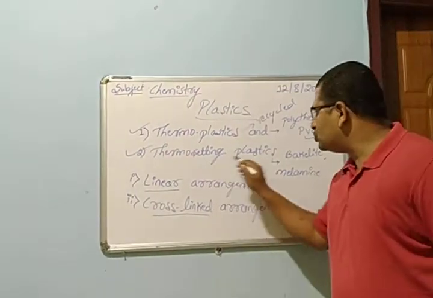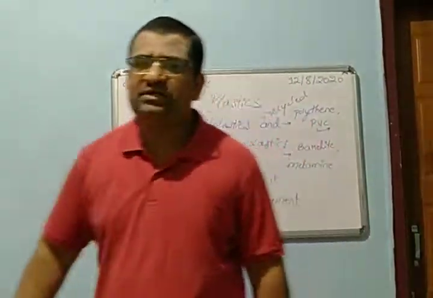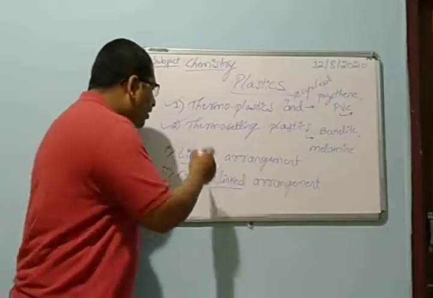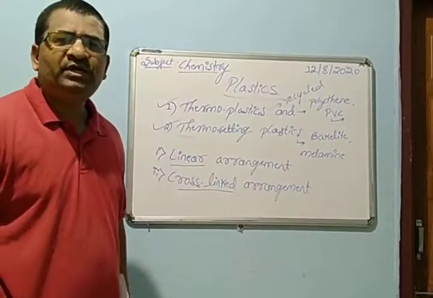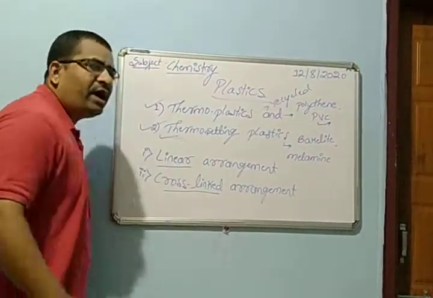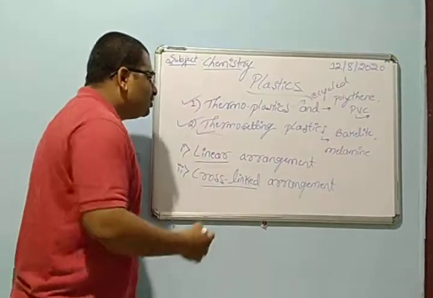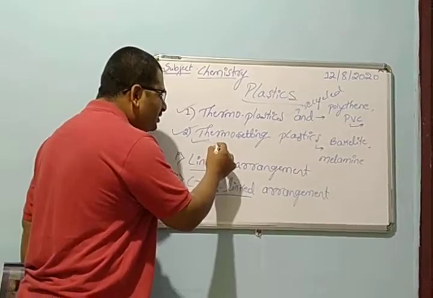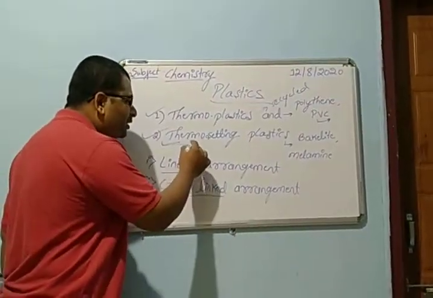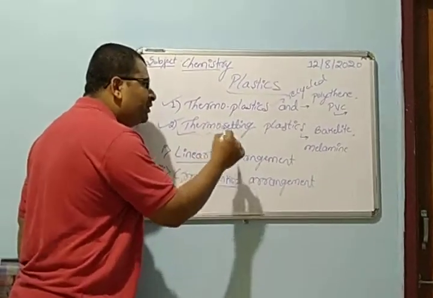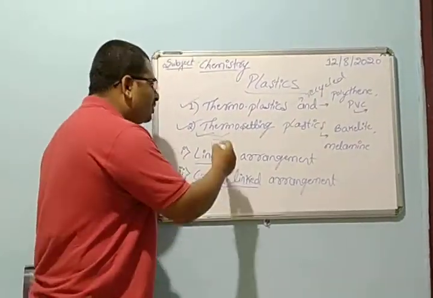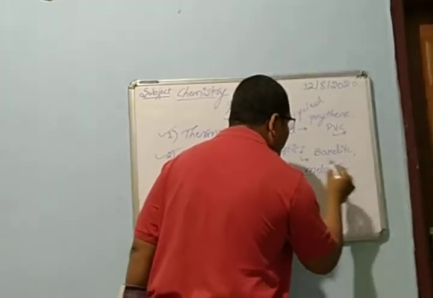Next come the thermosetting plastics. Thermosetting plastics cannot be remolded. That means once they are manufactured, they are given a shape, and that is final. On heating also, they will not bend and cannot be given a reshape. They cannot be remolded, cannot be reshaped, and cannot be brought back to the liquid state again. Examples are bakelite and melamine.